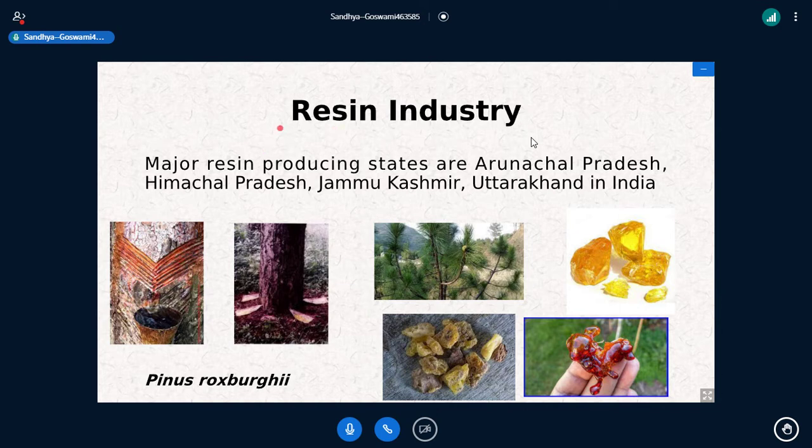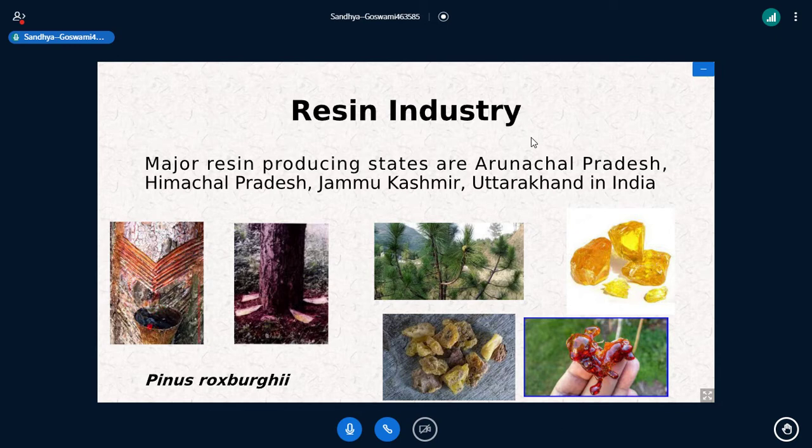And mostly in the resin industry, the major resin used is from the Pinus roxburghii tree, cheer pine jise hum kehte hain, right? CHIR, cheer pine, Pinus roxburghii. Pine tree we normally log keh dete hain, but cheer pine is the accurate name for it. Pinus is the genus, roxburghii is the species. And here you could see that from Pinus roxburghii, for industry purposes, this resin is collected.